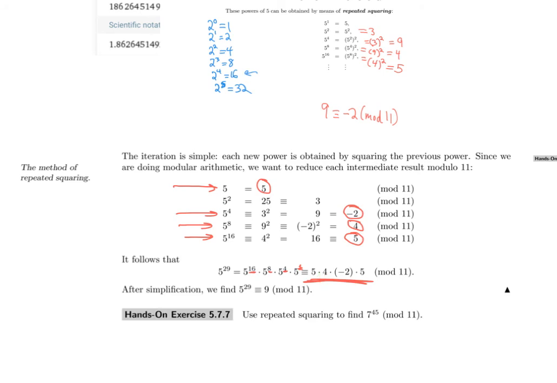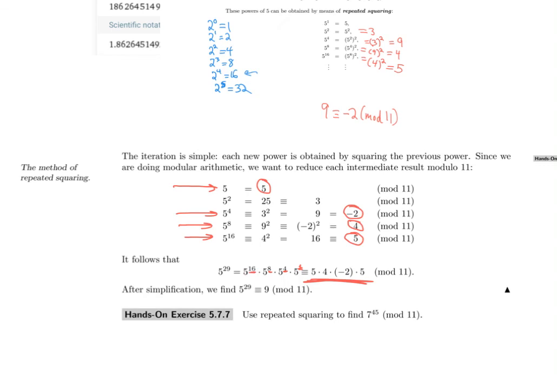5 times 4 is what? Kick it down to something between 0 and 10 by subtracting an appropriate multiple of 11. Whatever that is, multiply it by negative 2, kick it down or kick it up, and then that result, multiply it by 5. Keep the numbers small. That's what modular arithmetic allows you to do: keeping the numbers small so that the calculations are easier to do. Anyway, it turns out that if you do that, you'll get 9 as the result. So 5 to the 29th power, which was that huge 20-digit number, is congruent to 9 mod 11.